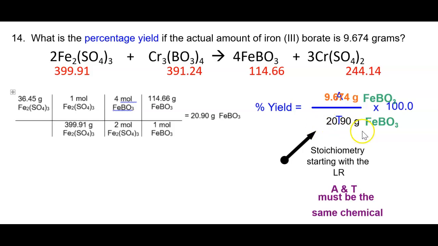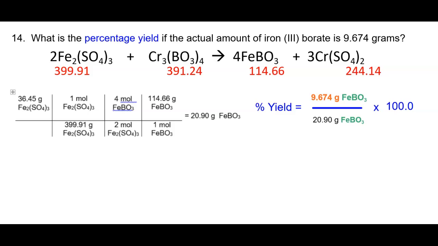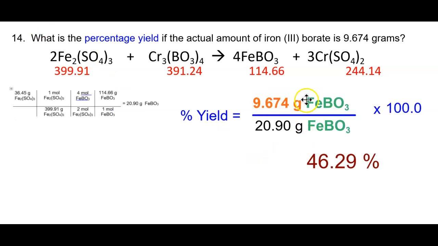So we're going to plug that 20.90 into the T slot, and divide our actual by our theoretical, and then multiply by 100. So here is my actual amount divided by my theoretical amount times 100, which gives me a 46.29% yield for this problem.